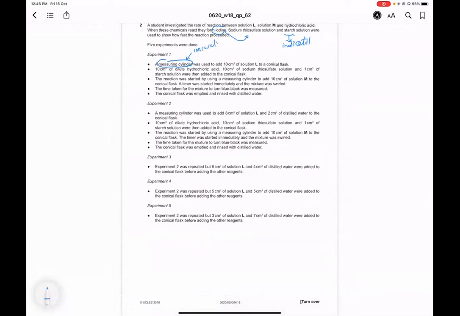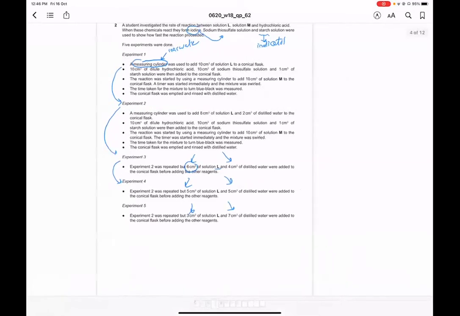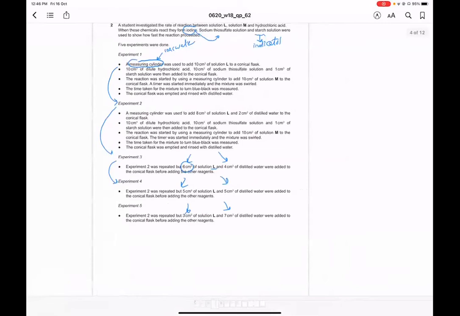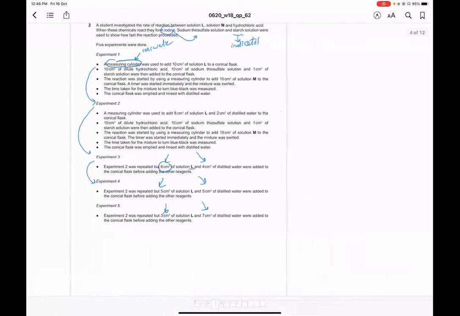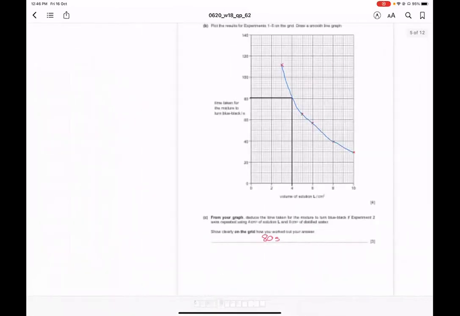And then in every experiment, notice what he's changing. In every experiment, he's changing the concentration of solution L. He's adding here 6 and 4, then 5 and 5, then 3 and 7. When you change the volume of distilled water, this means you're changing the concentration. Here are the reaction times: 29, 39, 55, 111 seconds. Okay, these are the readings for the 5 experiments. And this is the graph.